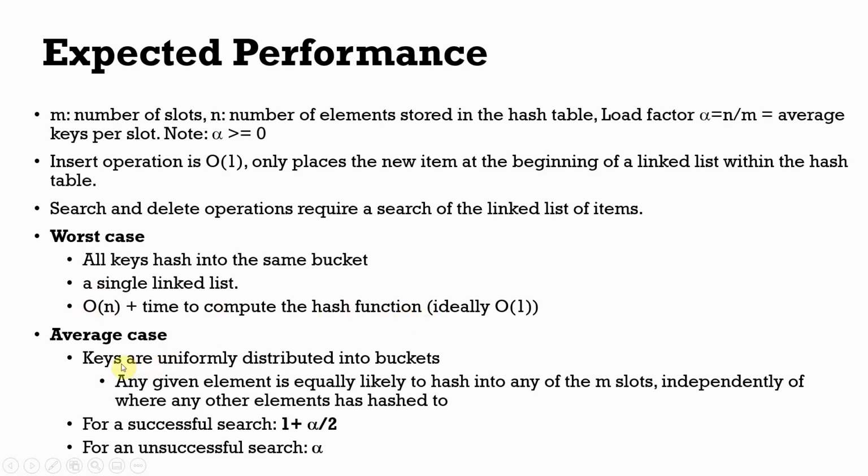In the average case, keys are uniformly distributed into buckets. Any given element is equally likely to hash into any of the m buckets, independently of where any other element has hashed to, right? So we don't have the collision problem that we had in open addressing, the probing sequence, and the clustering of data. For a successful search, on average, it would take 1 plus alpha over 2 comparisons. For an unsuccessful search, on average, it takes alpha comparisons.